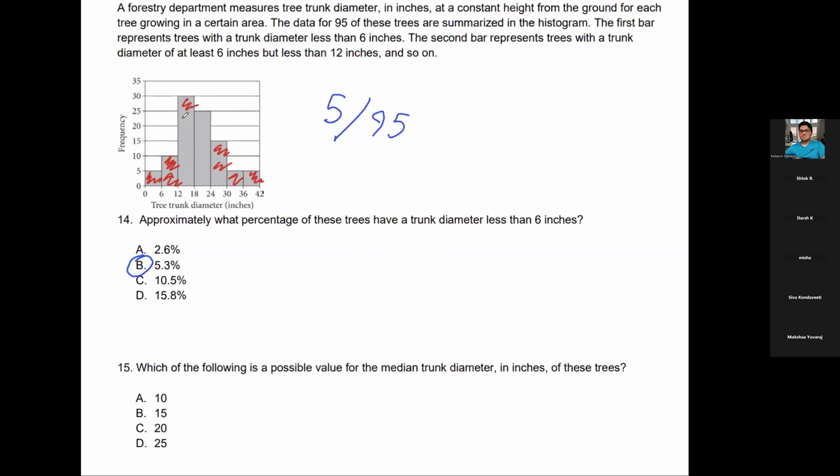This 5, this 5, this 5, this 5. And this is 4, so this would be 4. So the median trunk length is between 18 to 24. So whichever one of these answer choices is between 18 to 24. So the correct answer would be answer choice C. Basically, we just have to find what is the middle number in this data set.